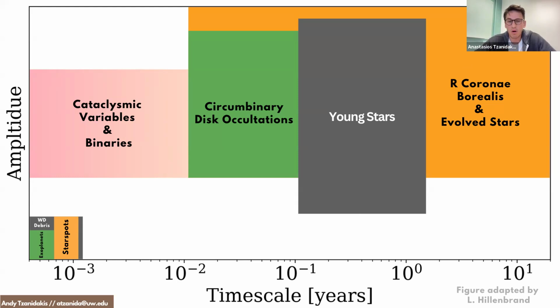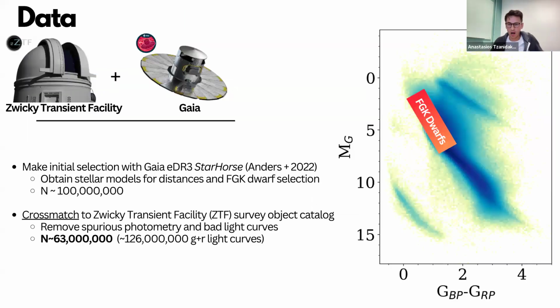We really need to know more information about the system. So this is where our work has come into play, where we wanted to do the first systematic search for these main sequence dipper stars. So what we did is that we're selecting a very specific region on the HR diagram where we're looking only for F, G, and K dwarf stars. So these are roughly solar analogs.